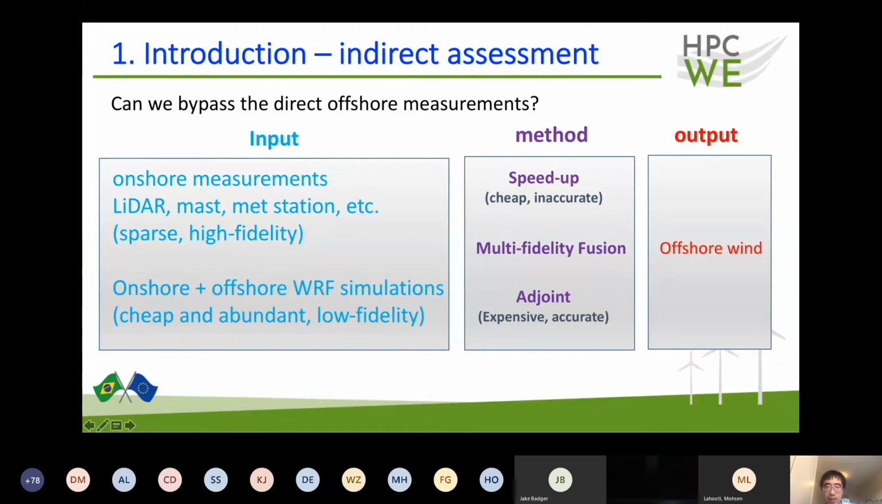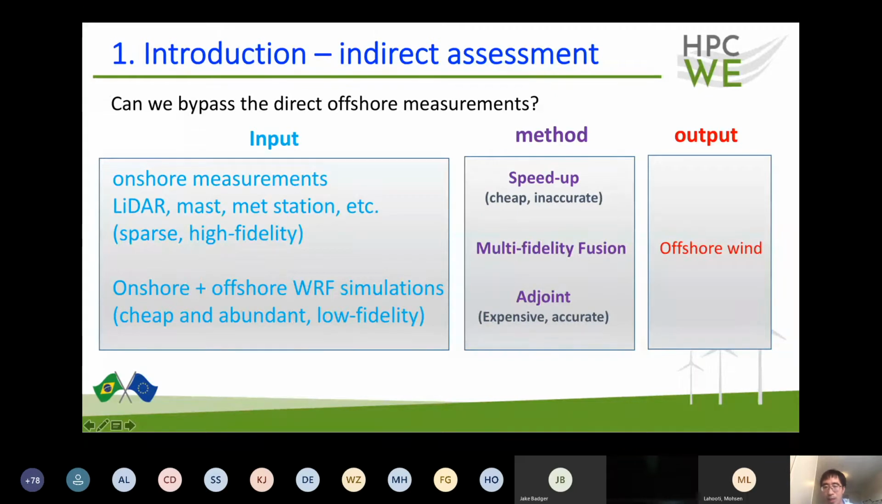So the indirect assessment is to combine these two data, one onshore accurate measurement, one offshore simulation result, to obtain the offshore wind. This is an indirect measurement. So here we bypassed the direct offshore measurement. You don't need to establish a mast in the water or to put a LiDAR there. But we use the onshore measurement and project it numerically to the offshore region.